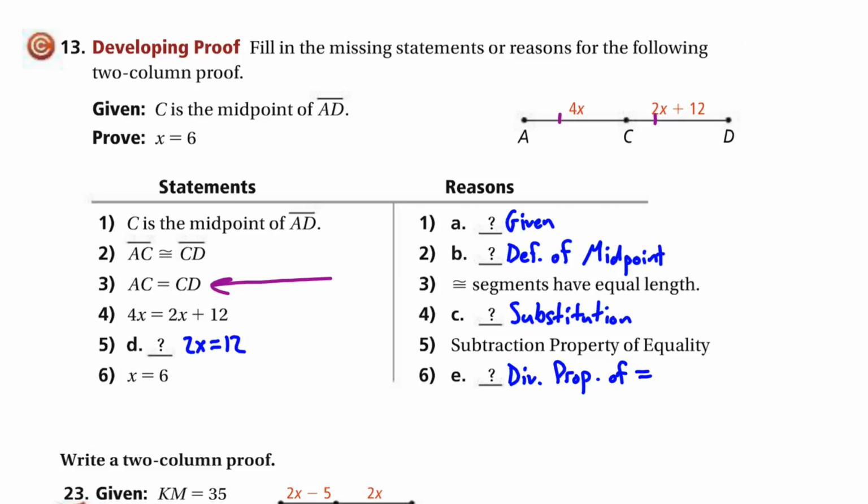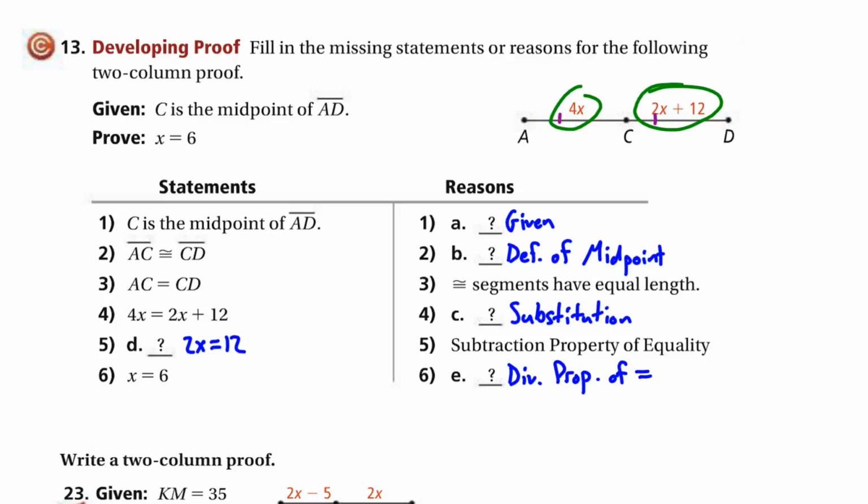And the reason for that, they have over here, is congruent segments have equal length. If you just put the definition of congruent, that's fine with me, because congruent segments are segments that have the same length. That's how they're defined. The next thing we do is we replace AC with what it equals from the diagram, which is the 4x. And then we replace CD with what it equals from the diagram, which is the 2x plus 12. And that's, of course, substitution.